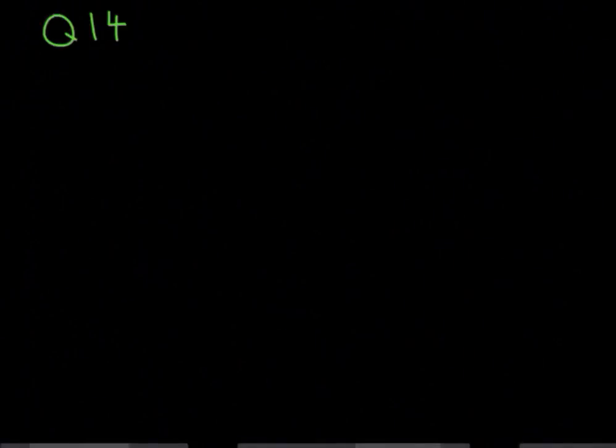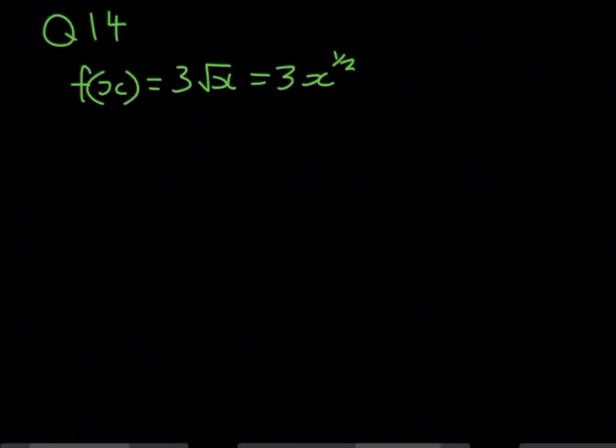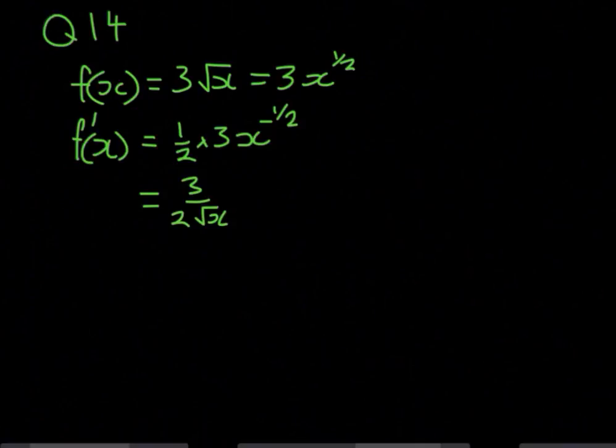Question 14 says the function f of x equals 3 root x has first derivative equal to 3/4. Evaluate x. Let's have a look at that. Function f of x is equal to 3 times root x, and we put it in index form, so that equals 3 times x to the power of 1/2. Let's take the derivative. F dash x is equal to 1/2 times 3 times x to the power of -1/2, and let's write that now without index form. So f dash x equals 3 on 2 root x.